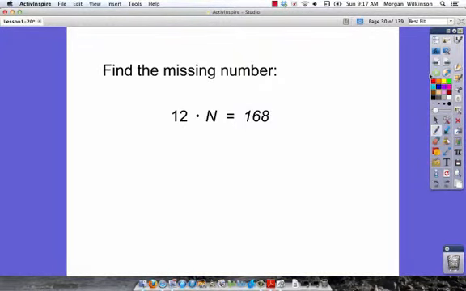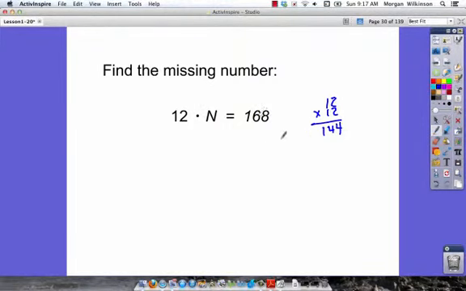Alright, next part of the lesson is looking at finding missing numbers using multiplication and division. So 12 times n is equal to 168. We need some number times 12 to get us to 168. Right off the top of my head, knowing from multiplication tables, I know 12 times 12 is 144. So our answer must be a little bit bigger than 12, because 12 times 12 doesn't quite get us to 168.